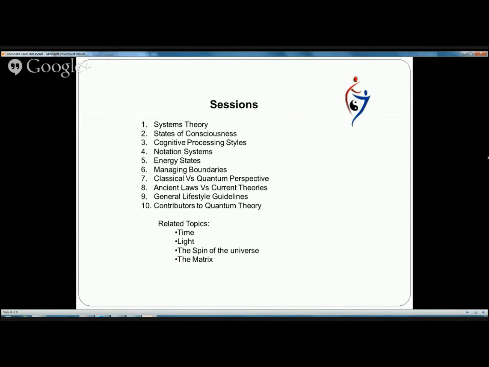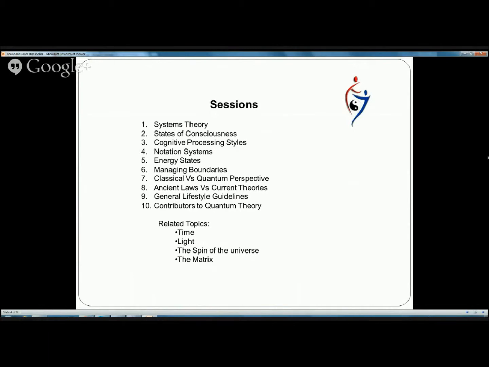So we're going to have 10 sessions, and we're going to start out by looking at something called systems theory, which explains how organized systems, when they meet, it could be two people, it could be two bubbles. It doesn't matter whether it's physical. It could be even two different frames of thinking. It doesn't matter. Two objects, when they meet, it's explained how these two entities interact.